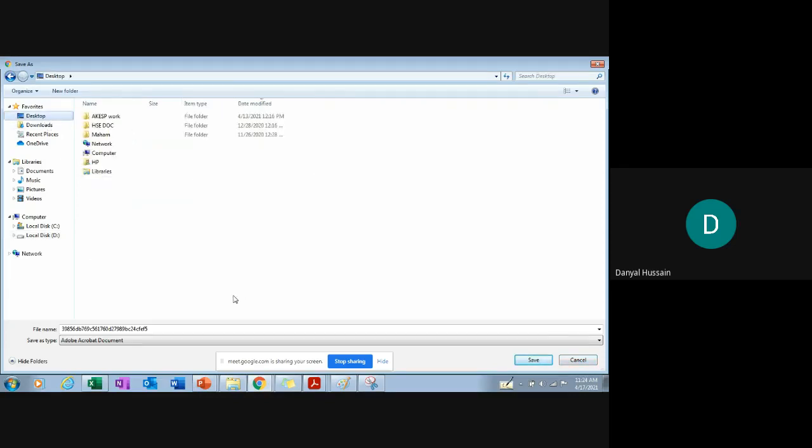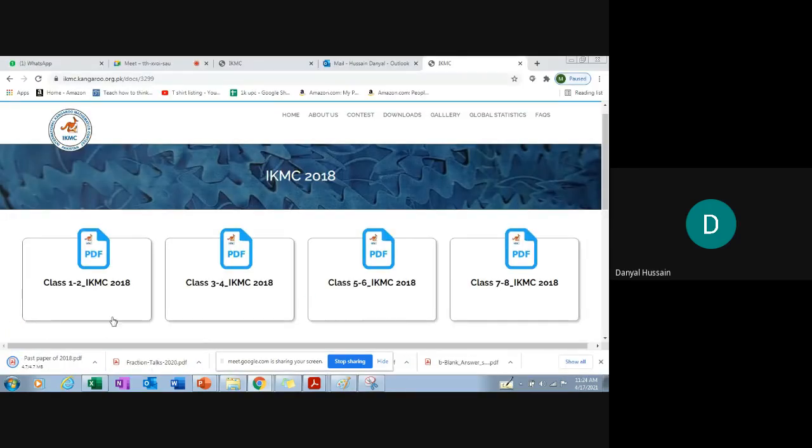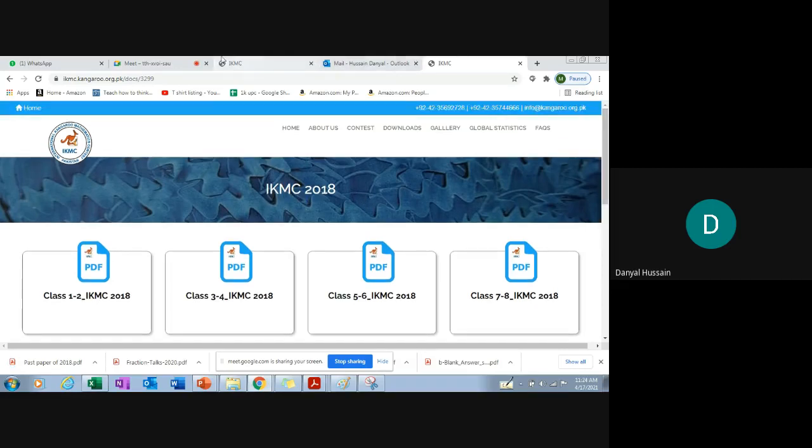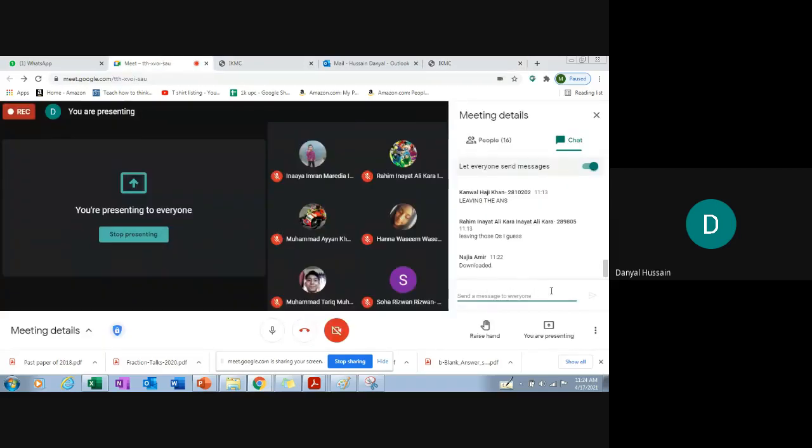Right now I am downloading the past paper of 2018. I'm downloading this file on my desktop. If I click on save, this PDF file will be downloaded. You can also download this on your mobile phone as well. So this was the process of downloading the past papers. Is there any question related to how to download the past papers? You all know about it now?